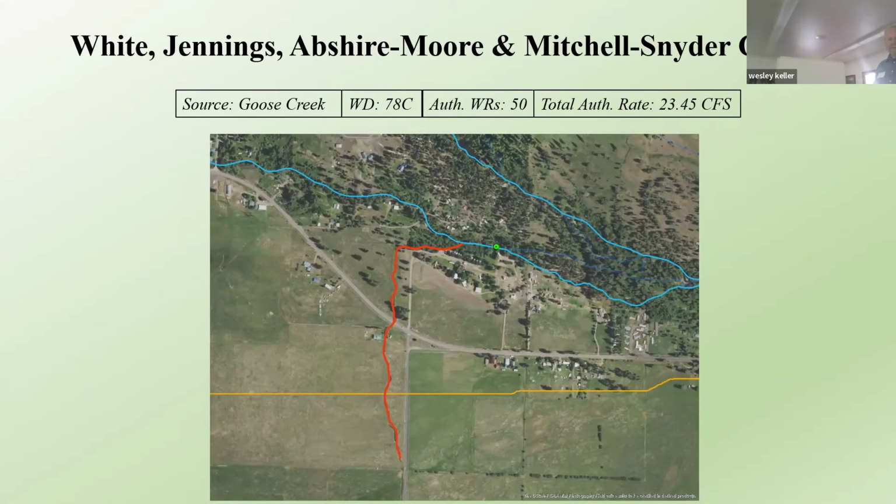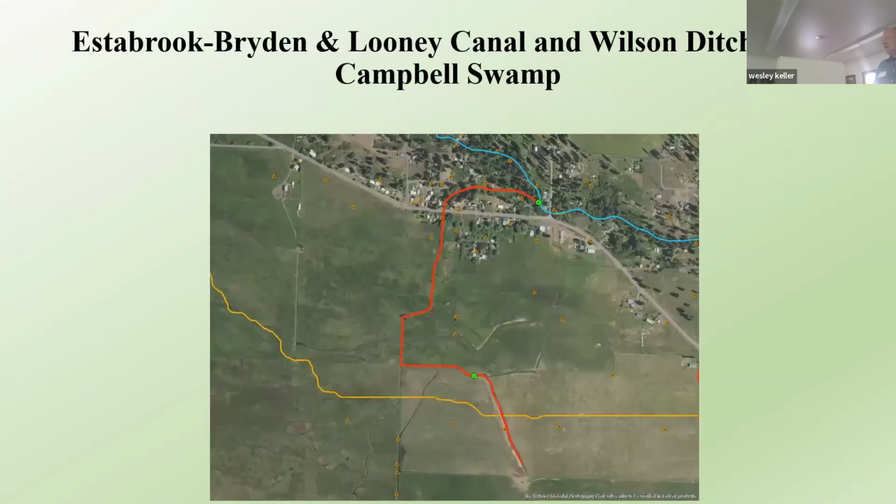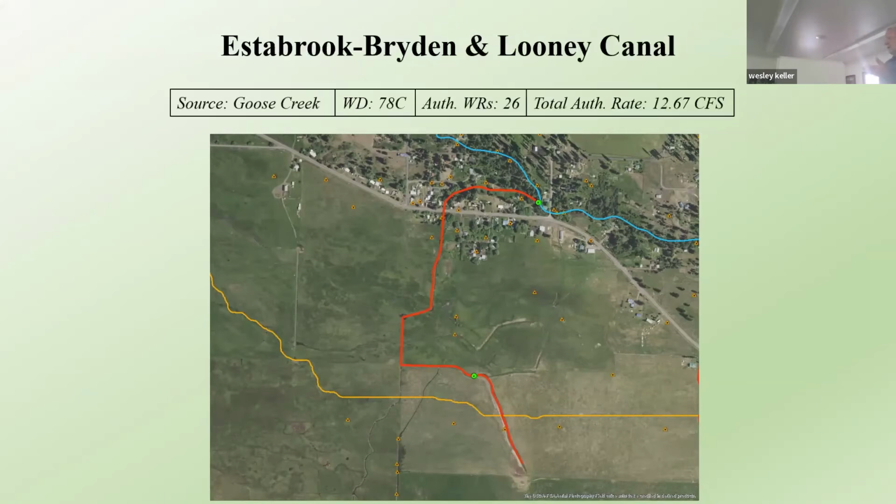Next is the Estabrook Bride and Looney Canal and the Wilson Ditch from Campbell's Swamp. I'm unfamiliar at this time with everything going on with this particular ditch system. It looks like they are connected, and maybe some of the local water users here know more about it. But we'll go through these individually.